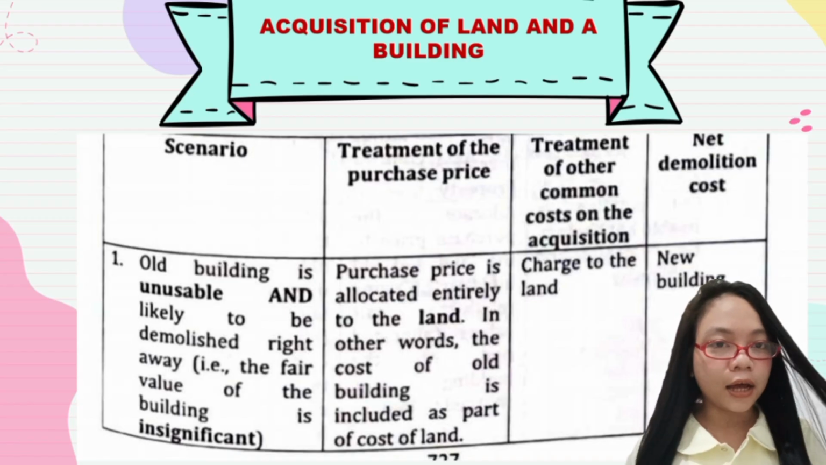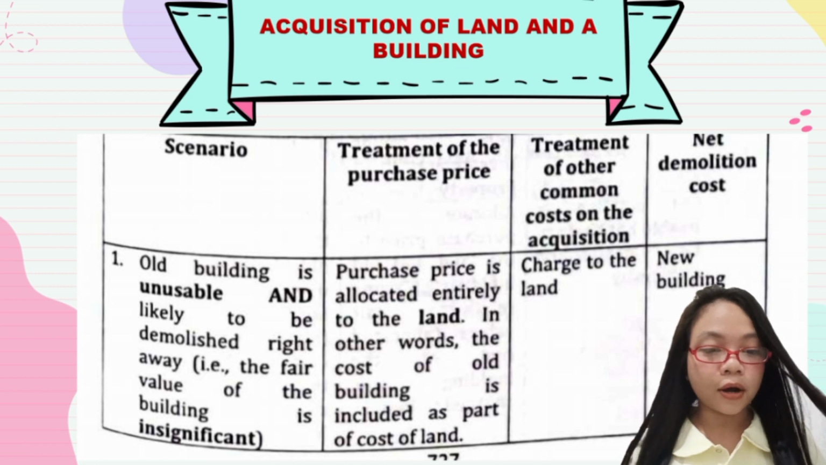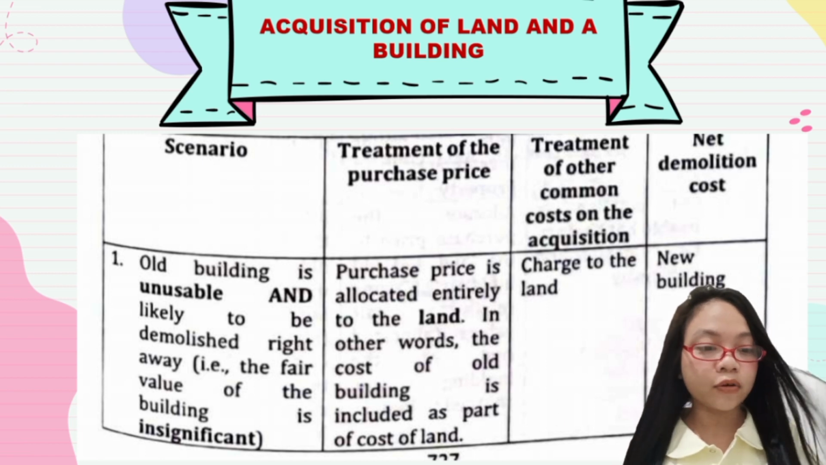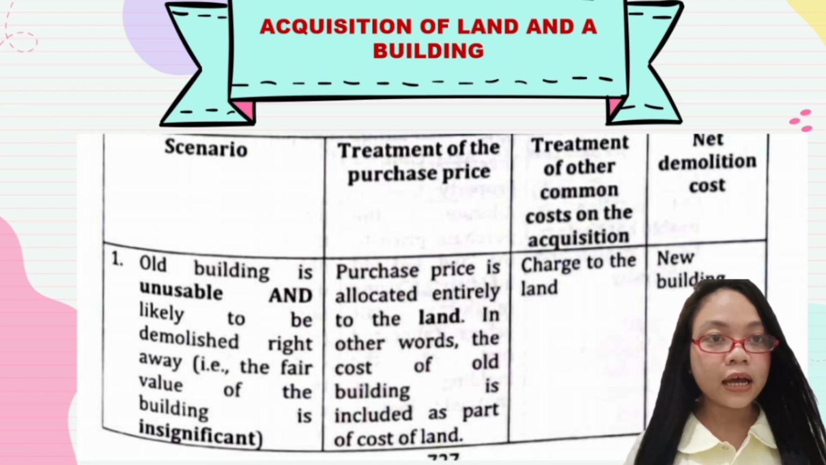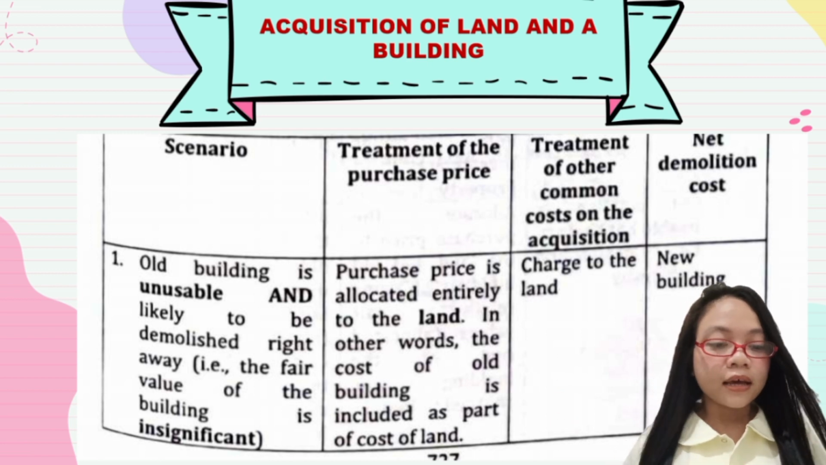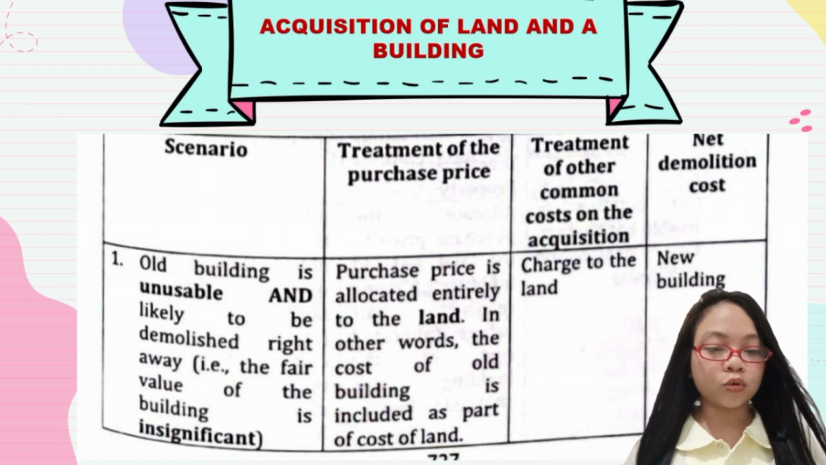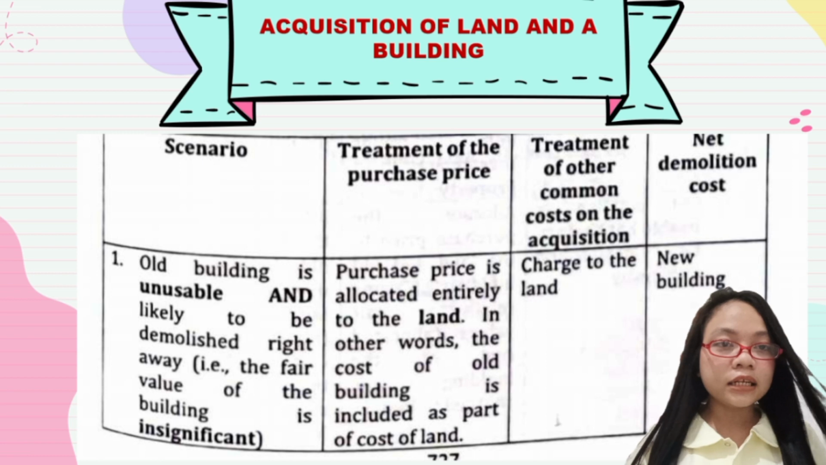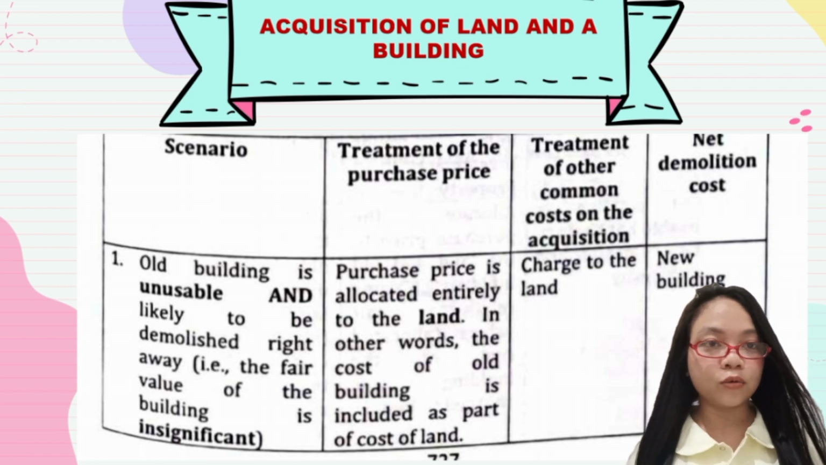Acquisition of land and a building. Ang total cost sa property na imong gi-acquire should be allocated sa land and the building sa acquisition date and based sa ilang relative fair value. If imo na siya i-acquire, could be either to demolish or to use the building, dili siya maka-affect sa fair value na gamiton and allocate sa cost.